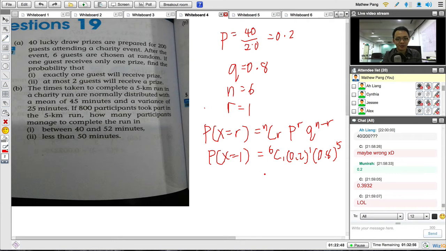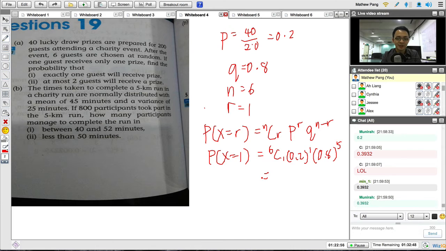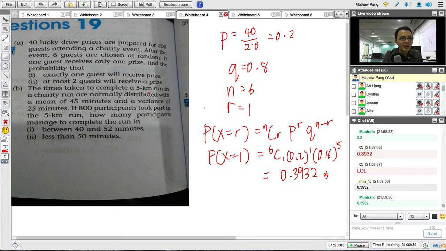Alright, so then you press the calculator. 6C1 is just 6, times 0.2, times 0.8 to the power of 5. I've got the answer already, it's 0.3932. Done. Oh, not yet done. Because what do they ask us to find? Oh, they ask us to find the probability, so it's okay. No need to multiply anything. That's all for part 1.